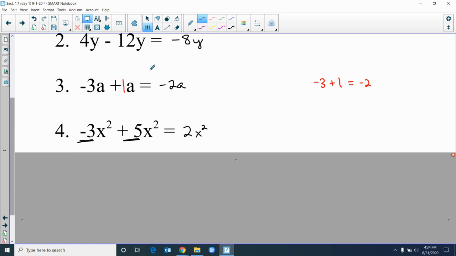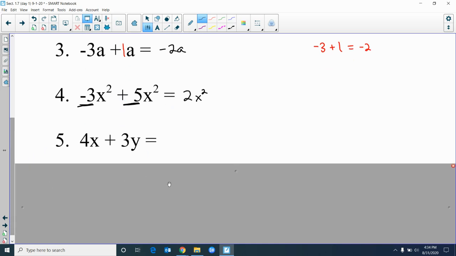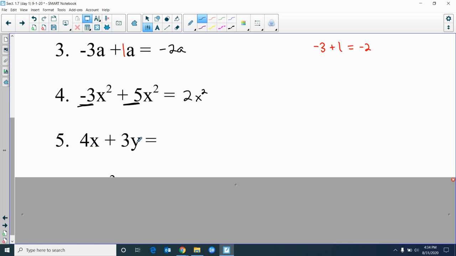All right, now these all simplified. A couple you got to be careful of. 4x plus 3y. You can't add those together because one has an x and one has a y. Now you can either say already simplified, or you can just write this as your answer, 4x plus 3y.